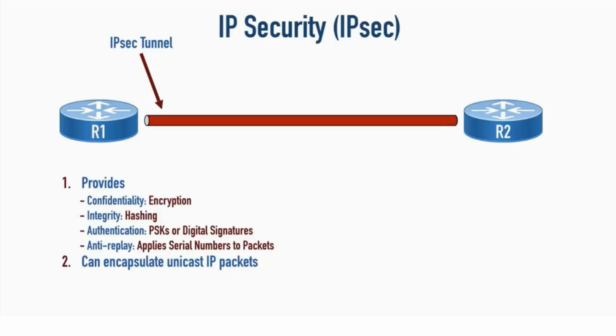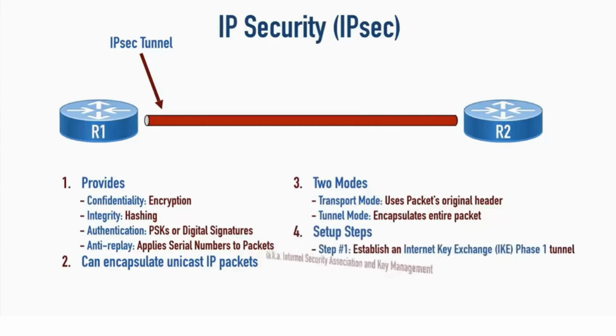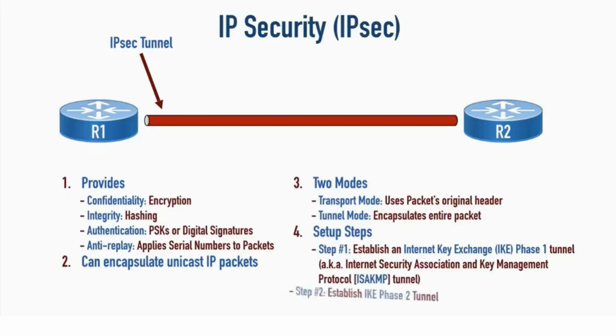But more information about IPsec that I want you to know. There are two basic modes of IPsec. There's transport mode and tunnel mode. In transport mode, we're going to be using the original packet's header, and we're going to encapsulate the payload of the packet. In tunnel mode, though, we encapsulate everything. We encapsulate the payload and the original header. And the way an IPsec tunnel is set up really uses two different steps. Step one is to establish what's called an ISAKMP tunnel, or an IKE Phase 1 tunnel.